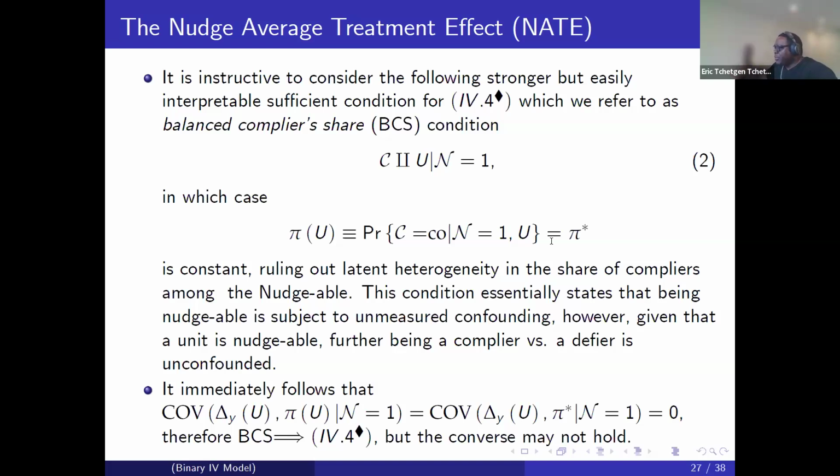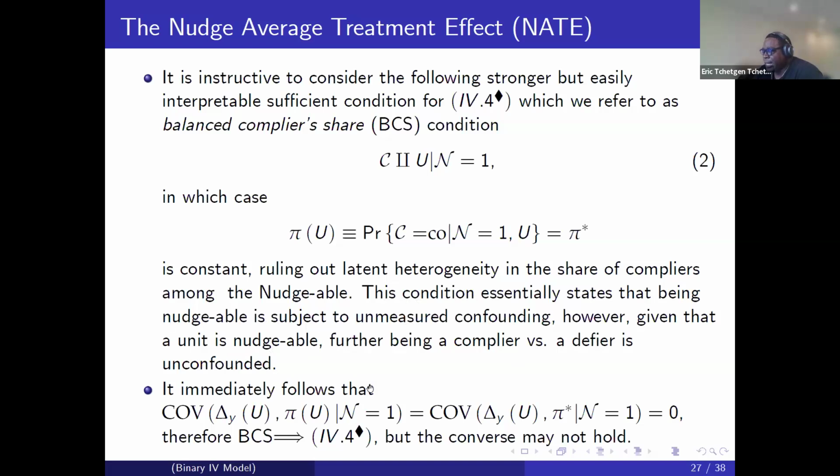One way to think about this in terms of treatment, compliance type, confounding of compliance type, is that essentially the unmeasured confounder confounds whether or not you're going to be a nudge-able individual, whether or not you would respond to the IV. But once you are a person who is nudge-able, it does not further determine whether you're a complier or a defier. And so, as I just said, this condition essentially states that being nudge-able is subject to unmeasured confounding. However, given that a unit is nudge-able, further being a complier versus a defier is unconfounded.